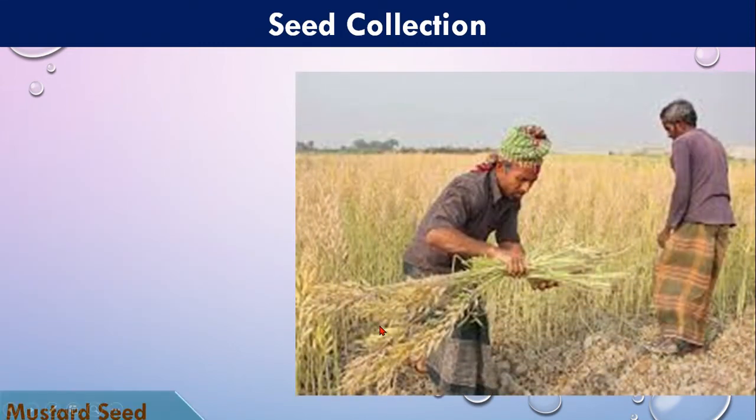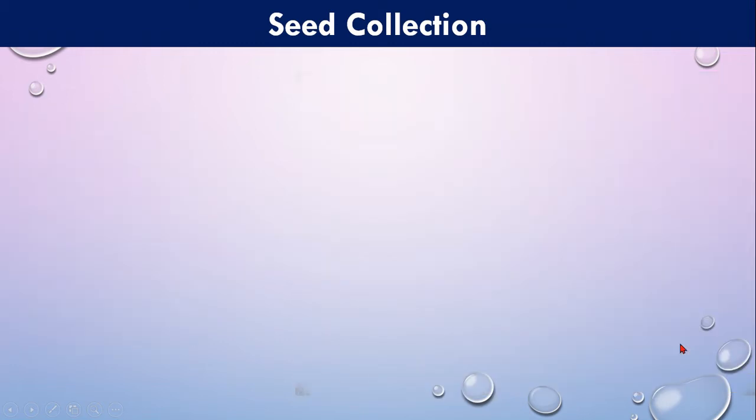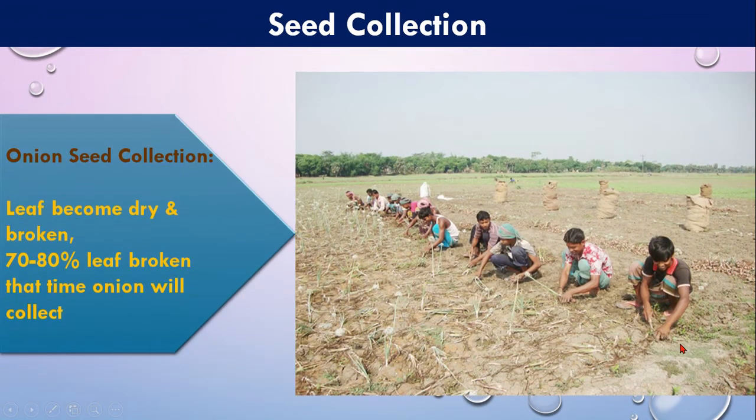Next one is mustard seed. If you have a look, these people are collecting the mustard seed when the leaf becomes yellowish. That means all seeds have become mature, and this will happen 80 to 100 days after seed sowing or planting. Next one is onion seed collection. When the leaf becomes dry and broken, at that time you understand that you have to collect the onion seed, and this will happen when 70 to 80% of the leaf is broken. At that time the onion seed will be collected.